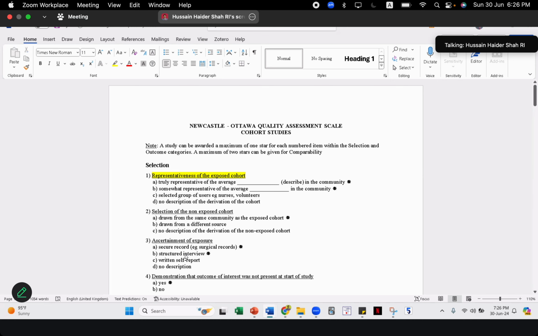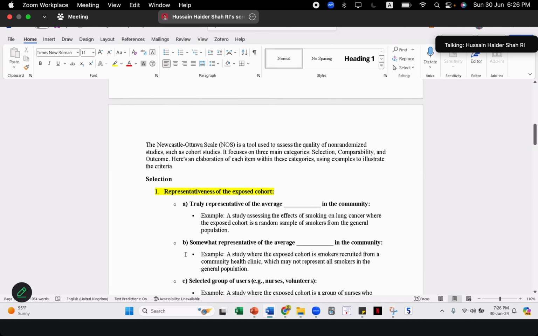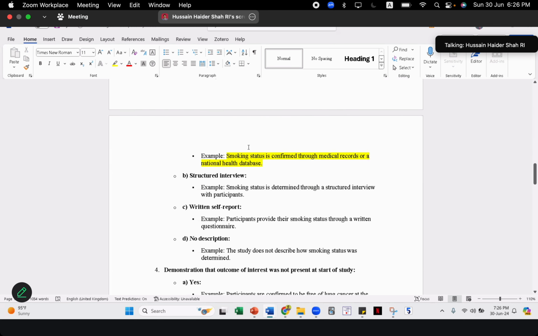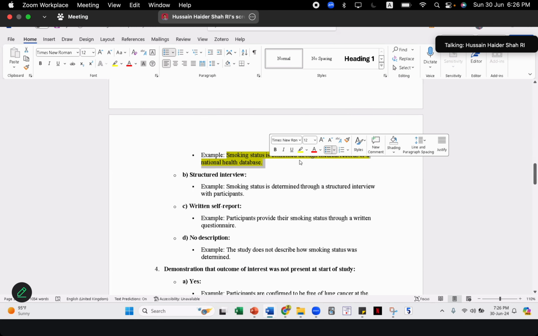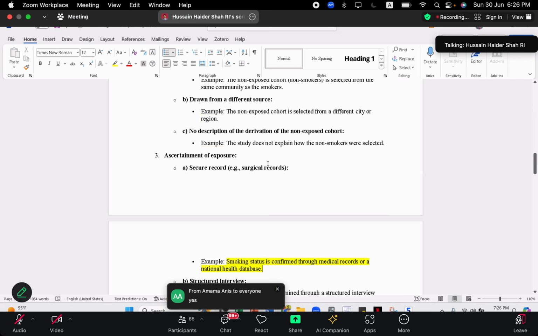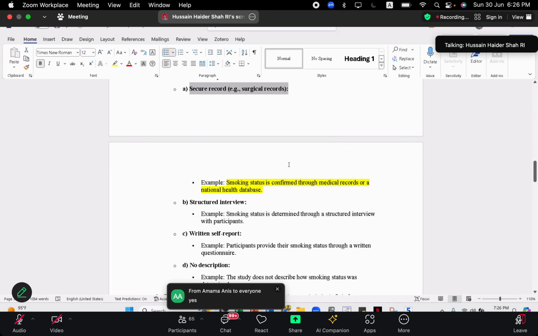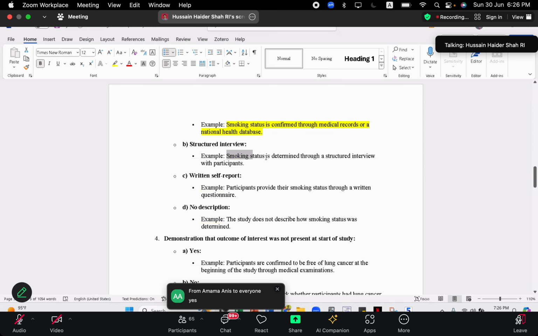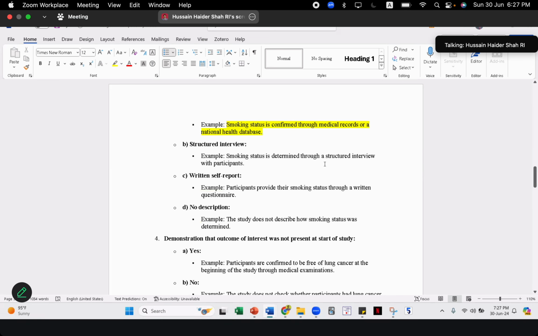Okay, up till now, do you understand this? How do we make sure? Now, I am giving you an example. If in the study, smoking status is confirmed through medical records or a national health database, it means that secure records were maintained. If smoking status is determined through a structured interview with the participants, again, this is a structured interview, we will give it a star.